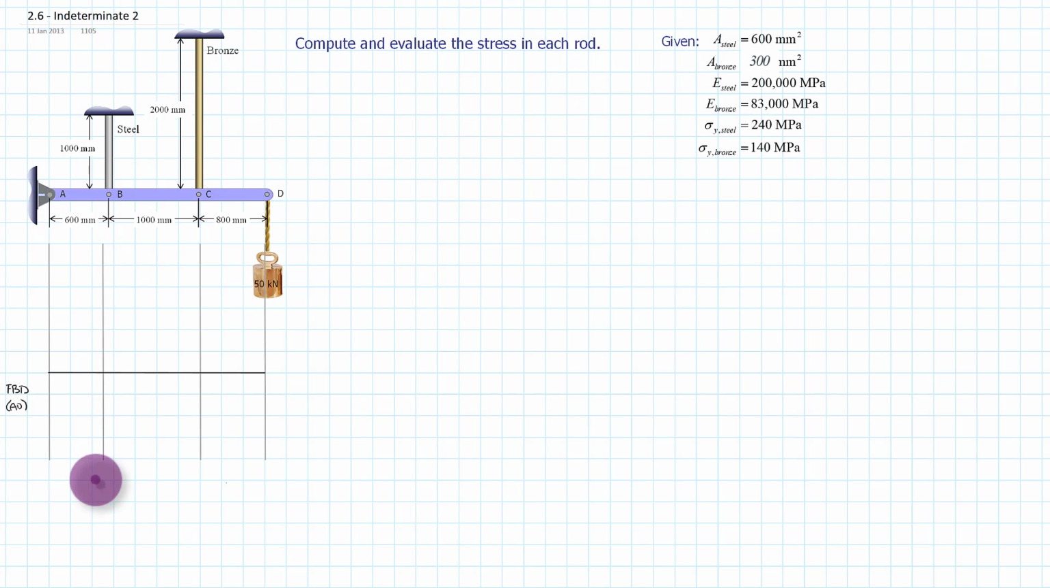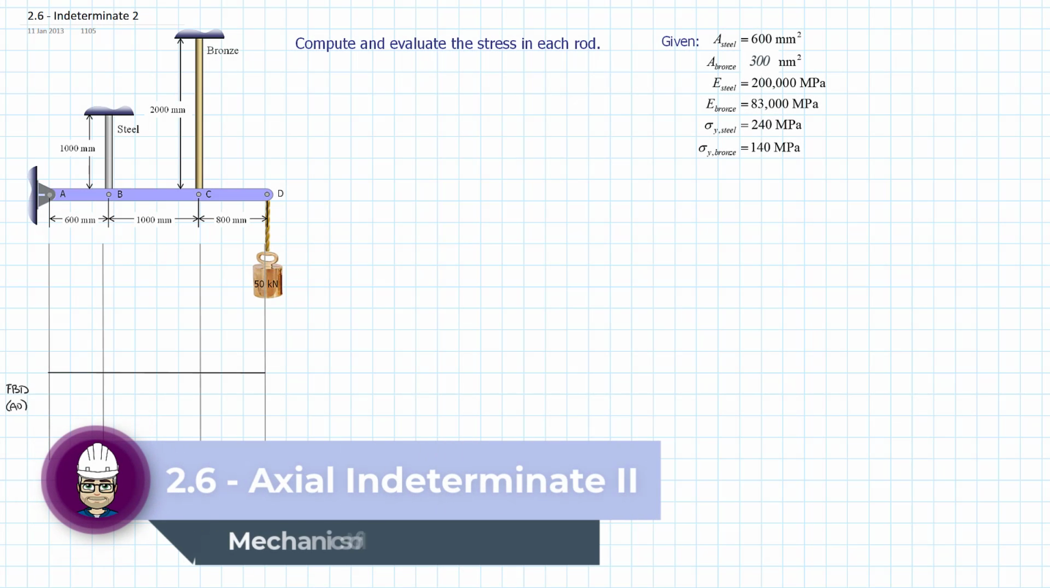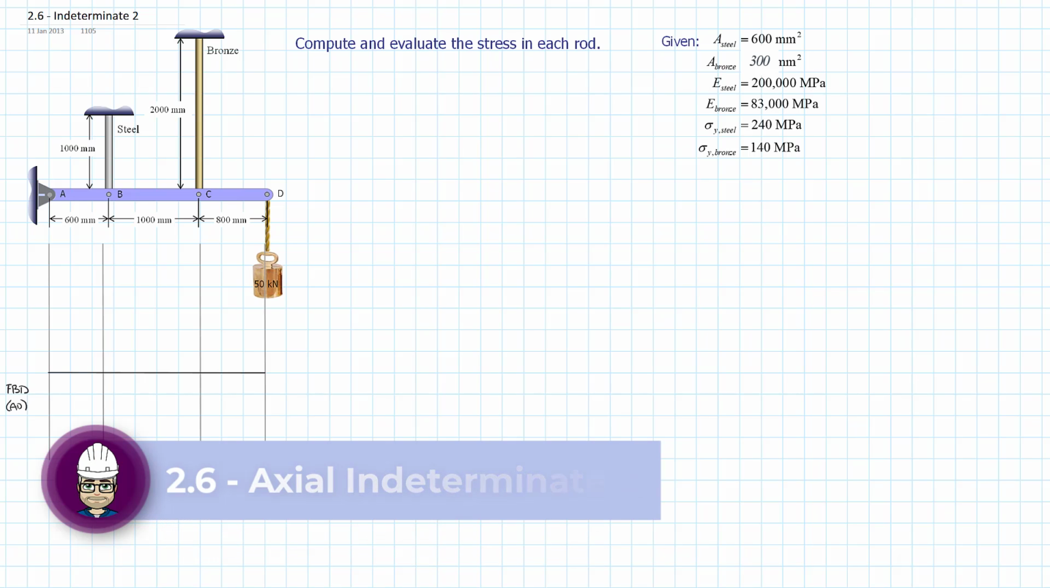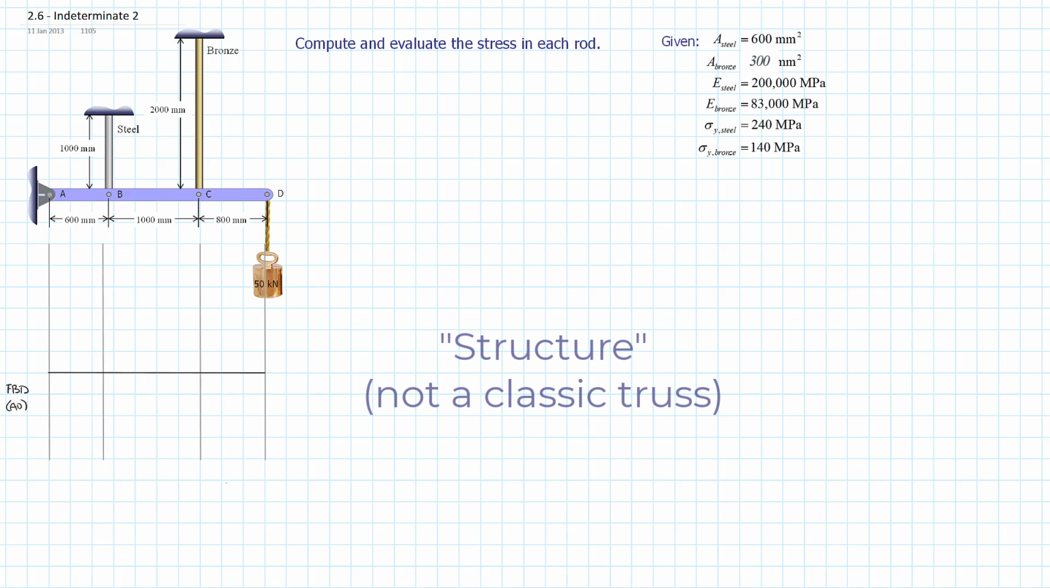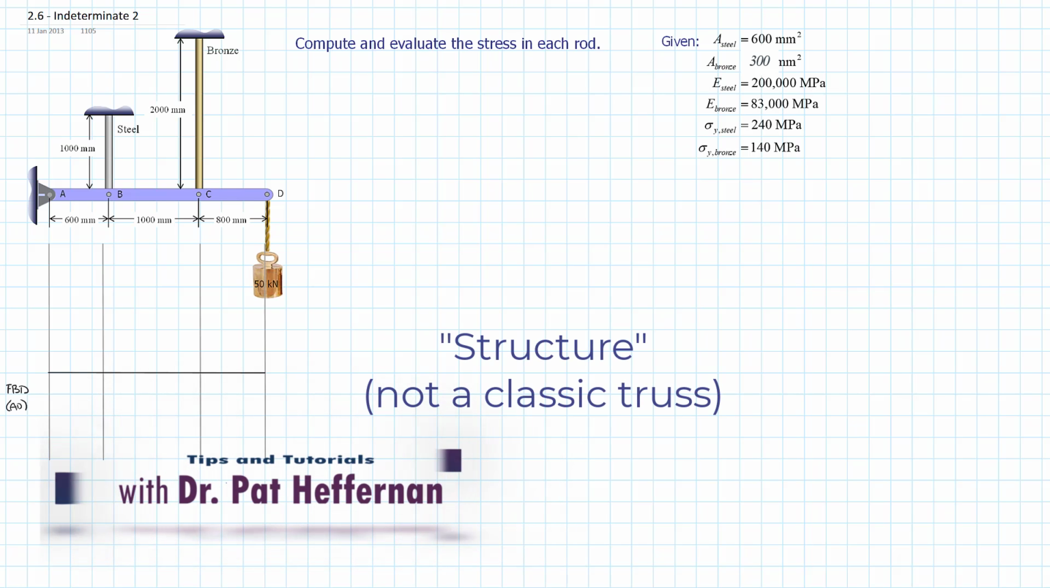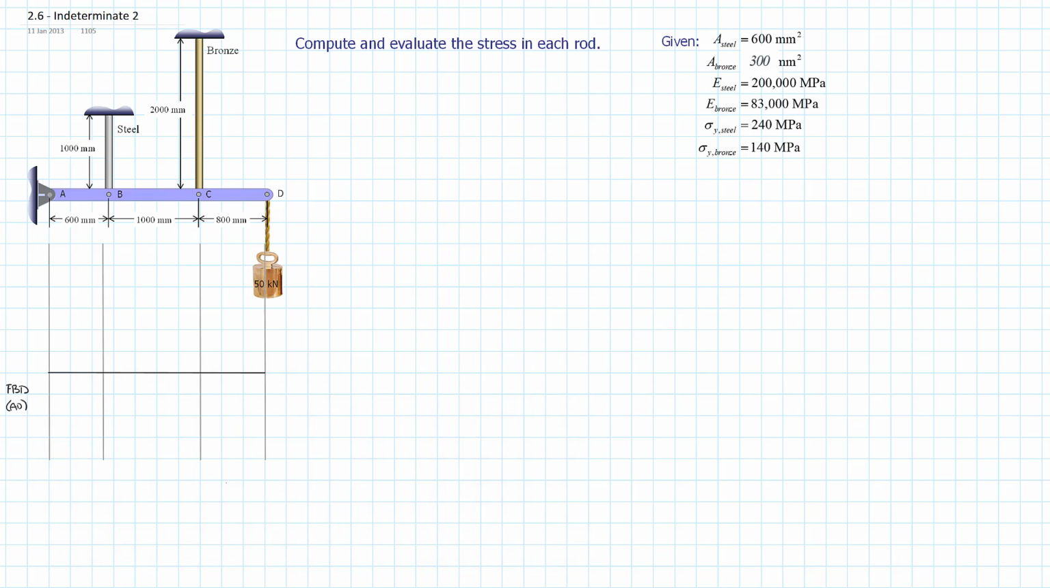Okay, so we're going to work on another example of a statically indeterminate problem, axially loaded. I have a slightly more complicated truss here. We have a rigid bar, A, B, C, D, which is being supported by the pin support at A, but then it's connected to a steel strut at B and a bronze strut at C. And of course, there's a weight of 50 kilonewtons being hung from it at point D.